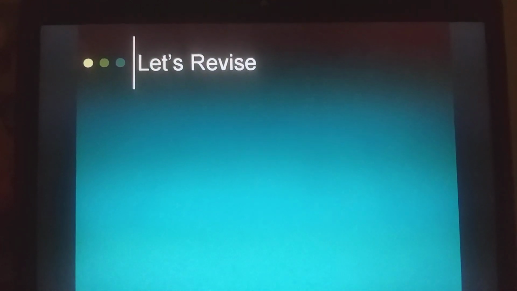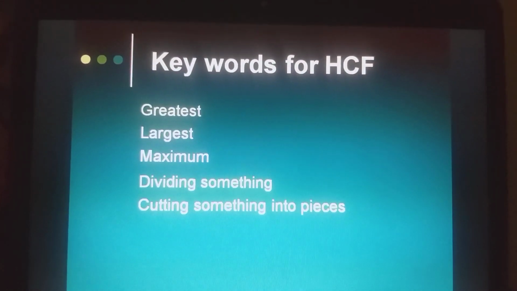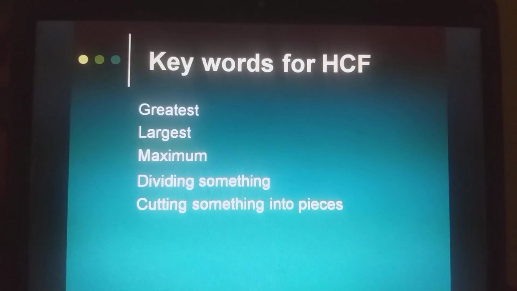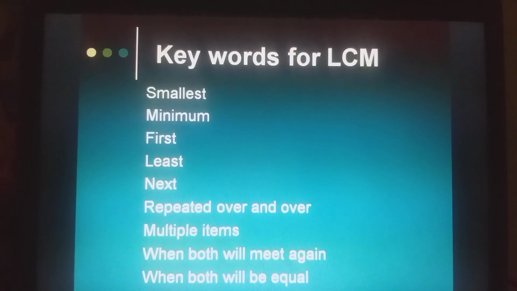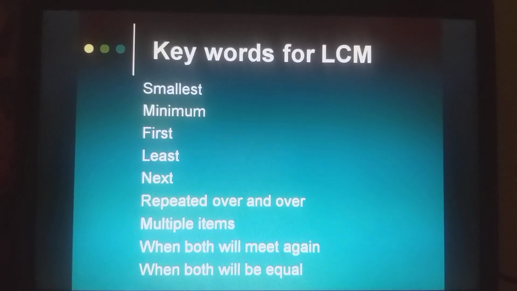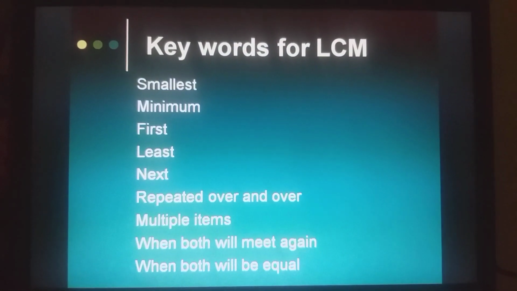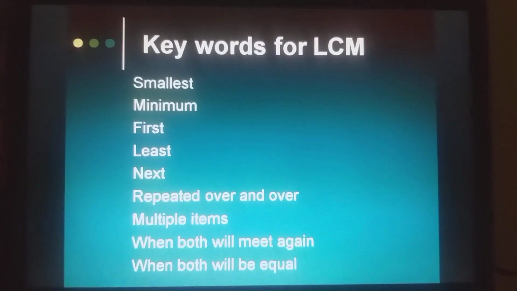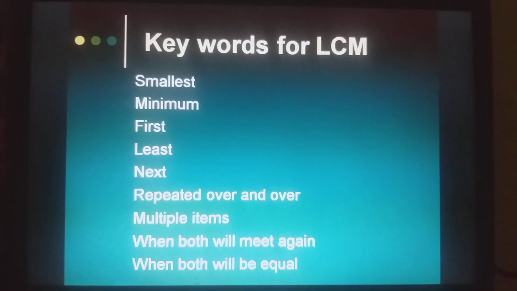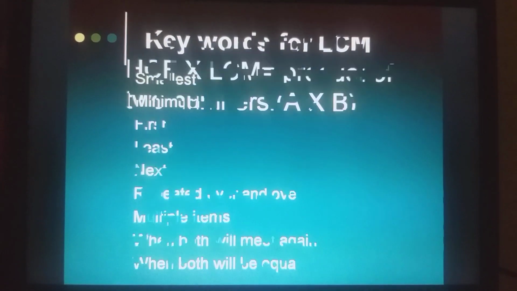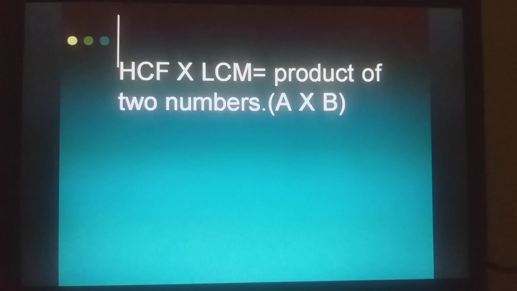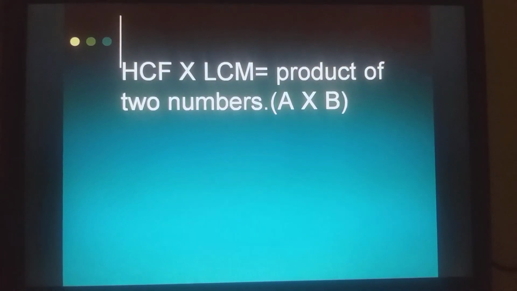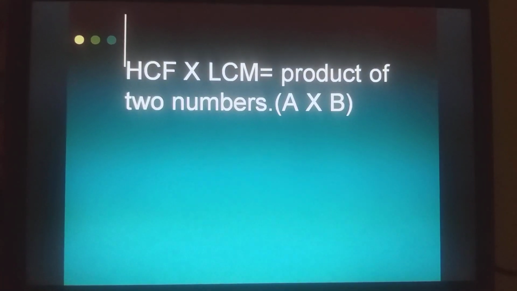Okay, let's revise what we have learned today. What were the keywords for HCF? They were greatest, largest, maximum, dividing something or cutting something into pieces. Keywords for LCM: smallest, minimum, first, least, next, repeated over and over multiple times, when both will meet again, and when both will be equal. What was the formula? What's the relationship between HCF and LCM? HCF into LCM is equal to product of two numbers, that is A and B.